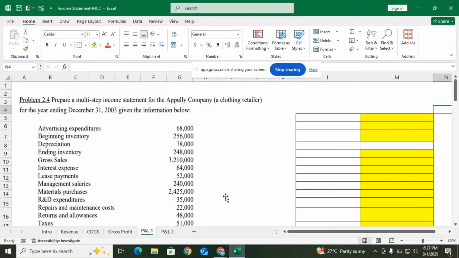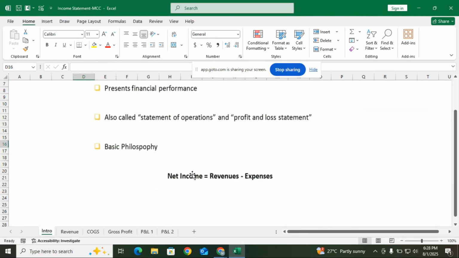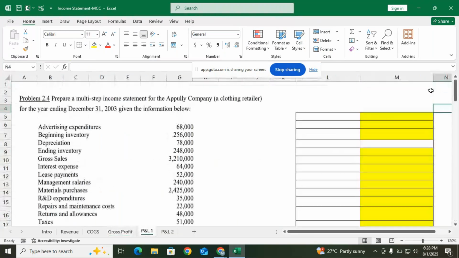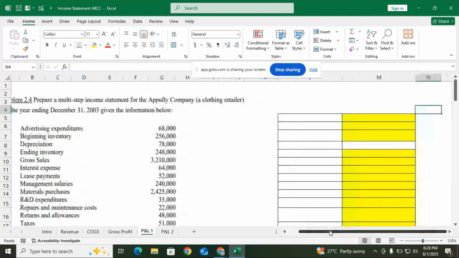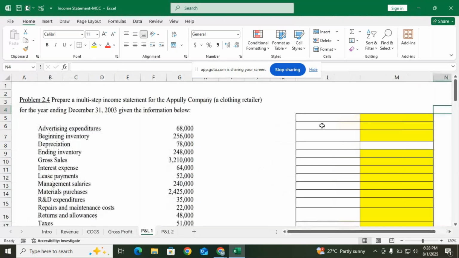With this, you have to arrive at the EAT. EAT stands for earnings after tax, your net income. So in the initial stage, with this net income we're going to generate this income statement. Let's begin together. First you have to arrive at the COGS, because sales minus cost of goods sold will give you the gross profit.